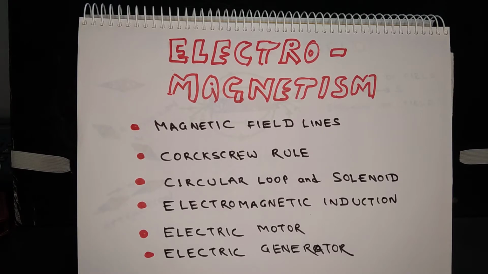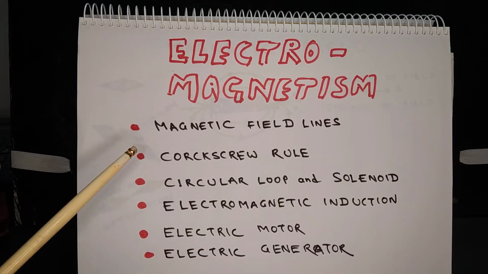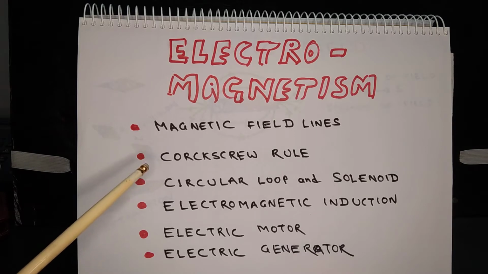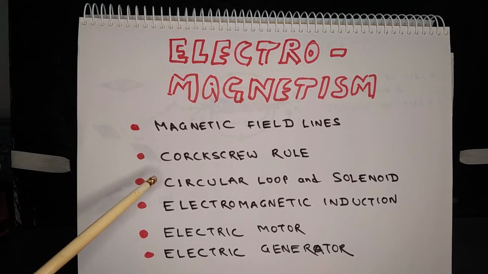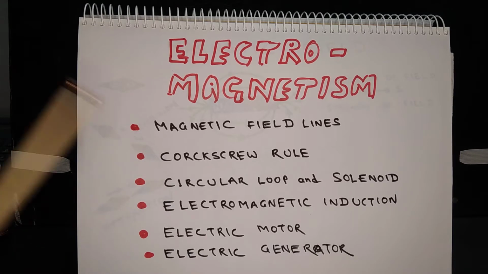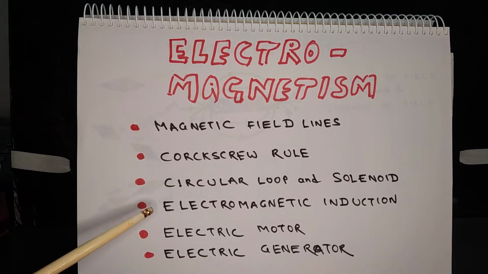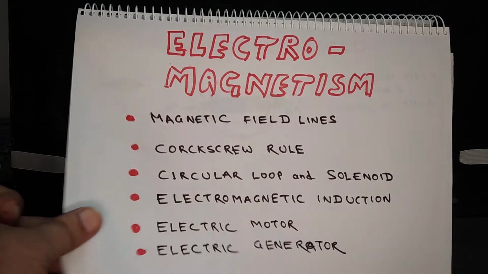In this video, you will learn about electromagnetism, that is, magnetic effect of electric current. You will learn about magnetic field and field lines, about the corkscrew rule, that is the rule about electromagnetism. Then you will learn about circular loop and solenoid and their effect as far as magnetic field is concerned. You will learn about electromagnetic induction. Then you will learn about the structure and working of electric motor and electric generator.